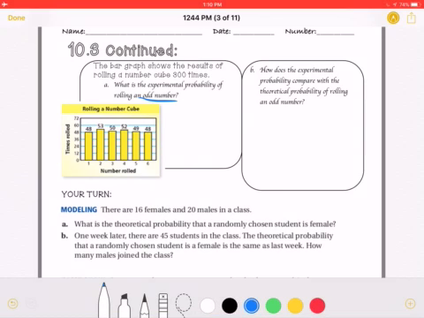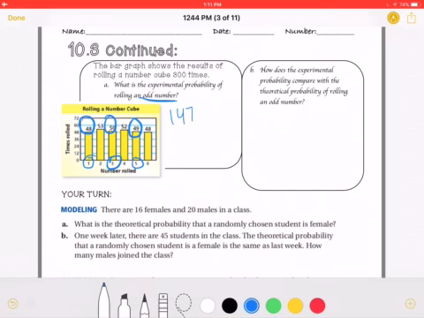So go ahead, take a second, pause the video, do this problem, and then come back when you are done, and we'll go over it. So let's go over this. Rolling an odd number, let's look at all of our odds, 1, 3, and 5. You have to figure out how many times we rolled a 1, 3, and a 5, which it has here for you nicely. Then what you needed to do was add those together.